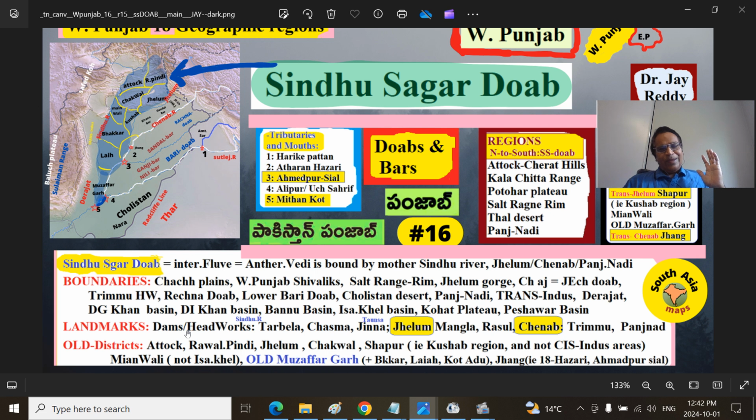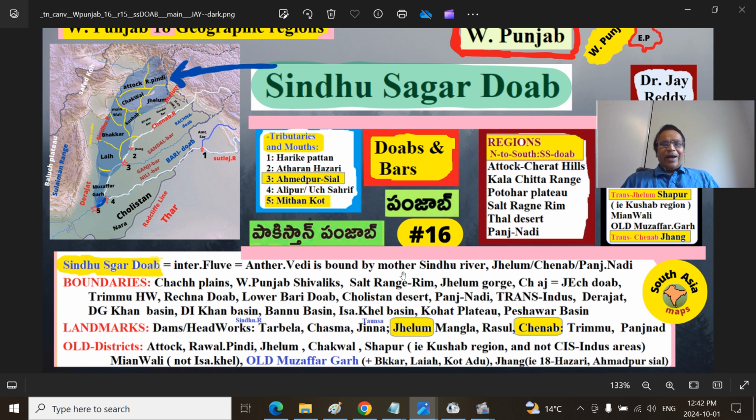What are the important landmarks? Landmarks like dams, headwaters, reservoirs, you can see on the Sindhu River itself, Sindhu Mata, you can see the Tarbela Reservoir. And near Mianwali, we have the Chashma Reservoir and Barrage, and further south, Jinnah Barrage and Taunsa Barrage. On the Jhelum River on the east side, remember the Doab is covered between these two water bodies, Mangla Reservoir and Rasul Barrage. And the Chenab River, after Jhelum joins Chenab River, you will get the Trimmu Reservoir Barrage and Panjnad Reservoir Barrage. I have listed the old district.